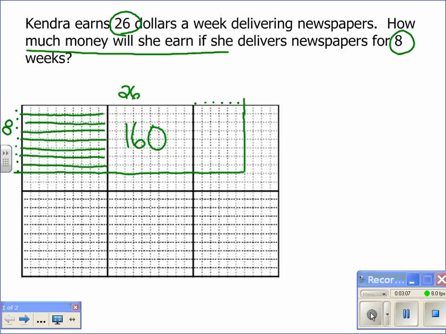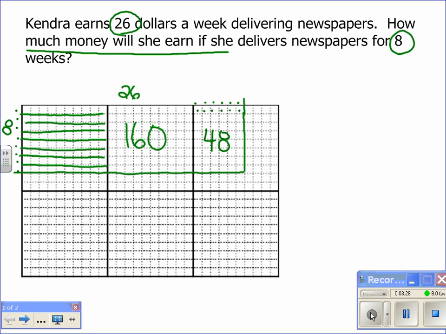Then I have to figure out how many I have over here. These wouldn't be tens because there isn't 10 down or across. These are all ones. How many of them do I have? I can count them. 1, 2, 3, 4, 5, 6. I have 8 rows of 6. 8 rows of 6 would be 8 times 6. That would be 48 ones.